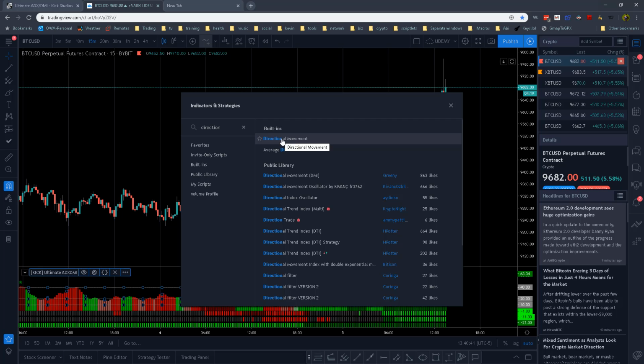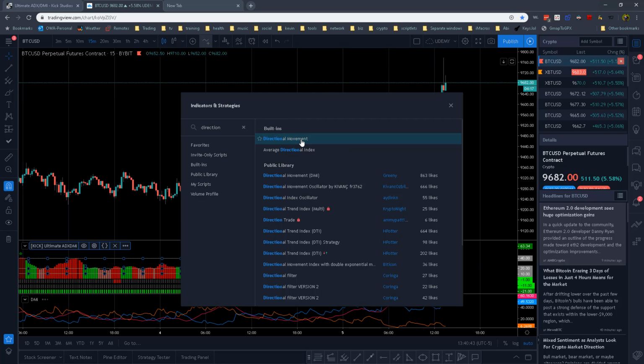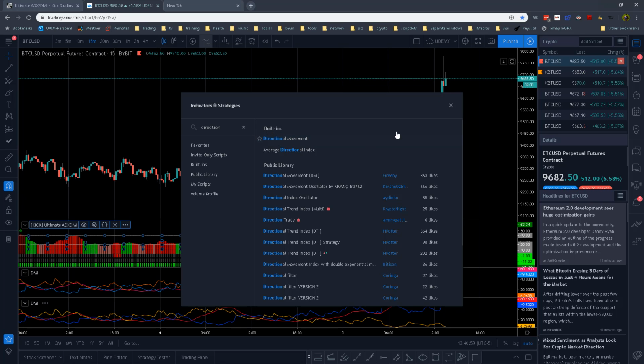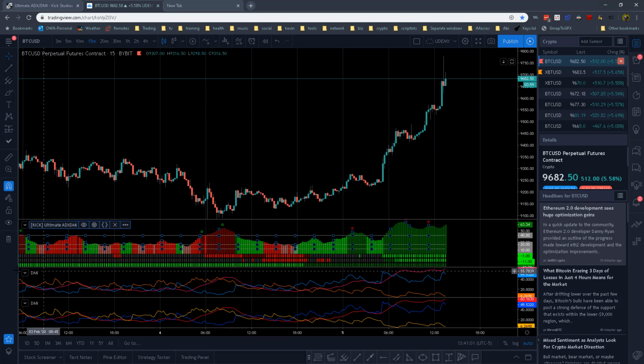Okay, so the built-in for this is called directional movement. They used to have one called average directional index or something like that, which was just the ADX part of it. But everyone always added the DI part to it as well, so they finally decided here recently to just add them together into this DMI.